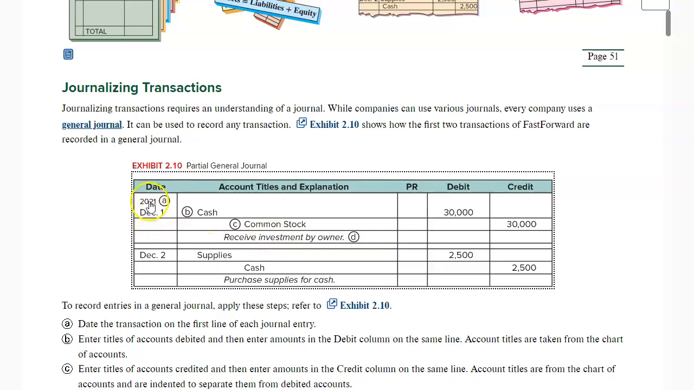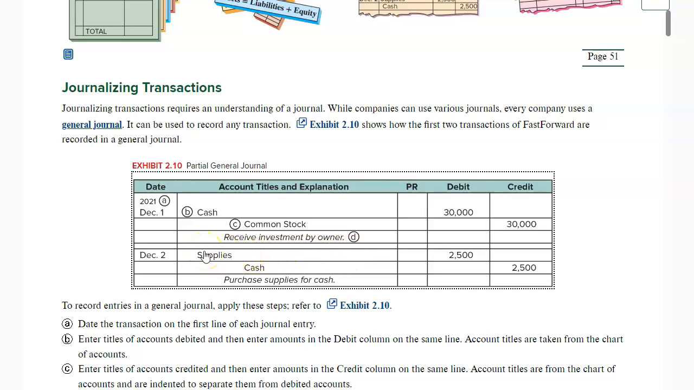The second one, you notice we don't have to do the year up here on the second entry. As long as it's on the same page, we don't have to record the year. So the first entry was on December the 1st. The second entry is on December the 2nd, where we purchased supplies for cash. Supplies, I would not indent this much. I would push it way over to the line, so there's no question. We bought $2,500 worth of supplies for cash, so supplies went up.